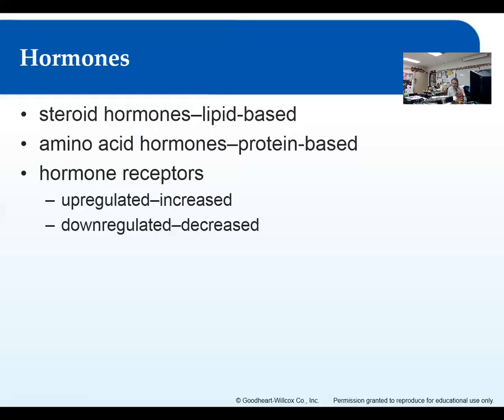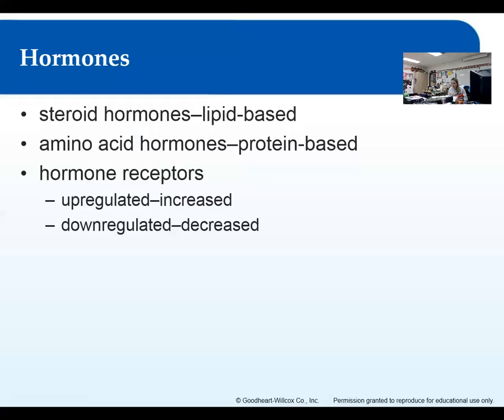So when a hormone binds to its specific receptor on a cell, there are a few different ways that it can work. One way is that it can change the permeability of the plasma membrane, the cell membrane. It can make it more permeable or less permeable to other things around it. So that's one way that a hormone can work.